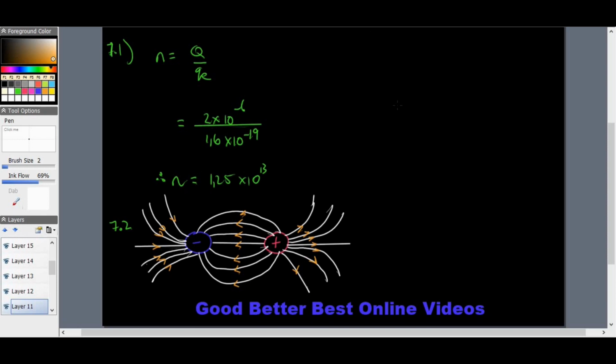I'm going to halve this electric field drawing page up so we can fit 7.3 in here for space purposes. Okay, there we go, 7.3. Alrighty, let's see.